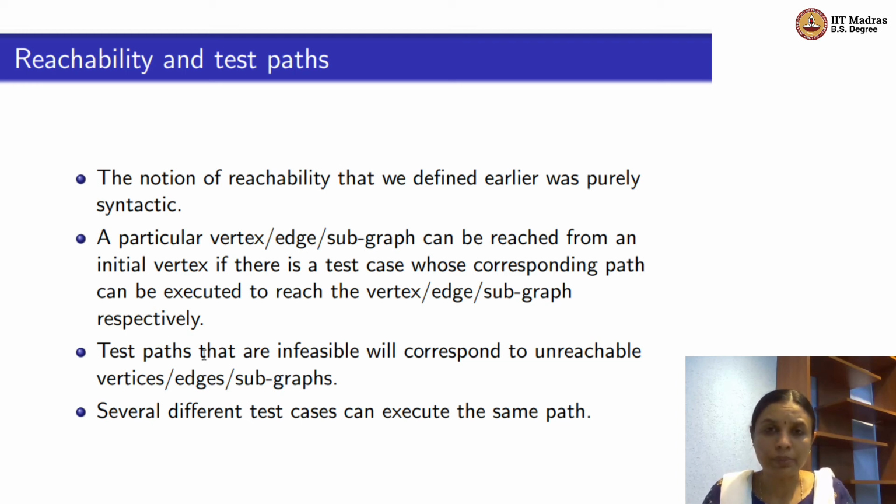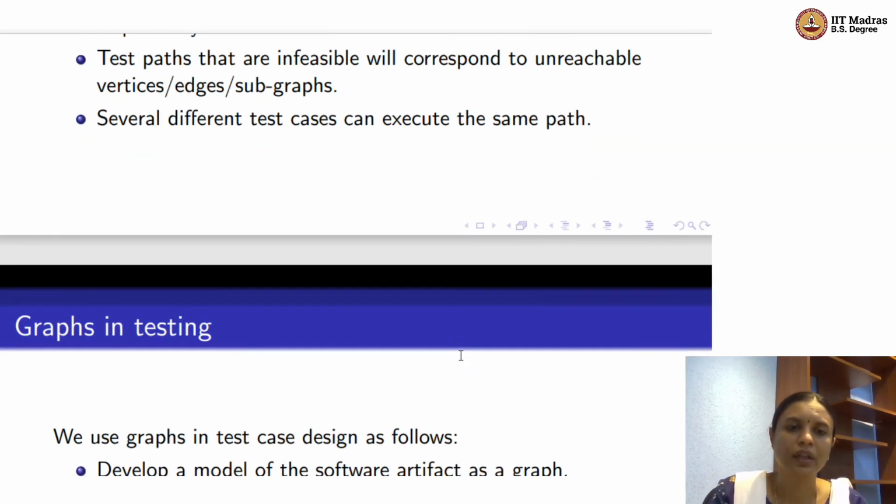Final vertices represent places in the code where you can observe the outputs that are produced. So, we will use reachability from the point of view of test cases executing as test paths and consider feasible test paths. The ones that are infeasible will be unreachable for us. All these things we will see for specific graphs as we move on.